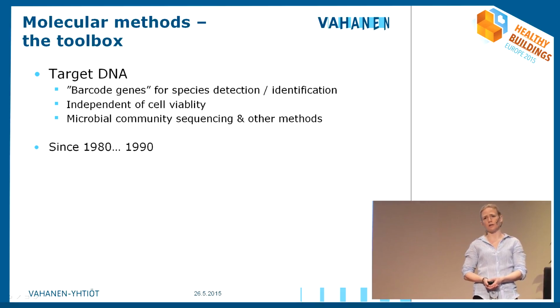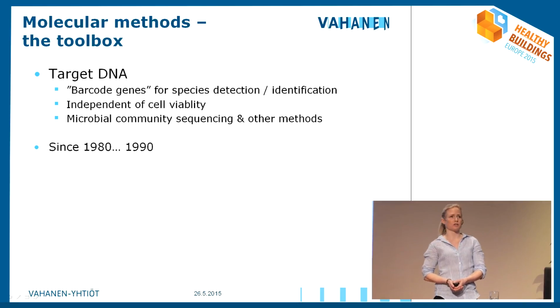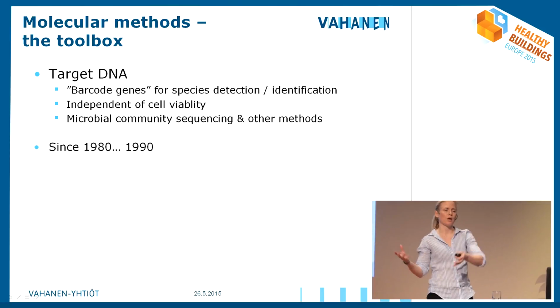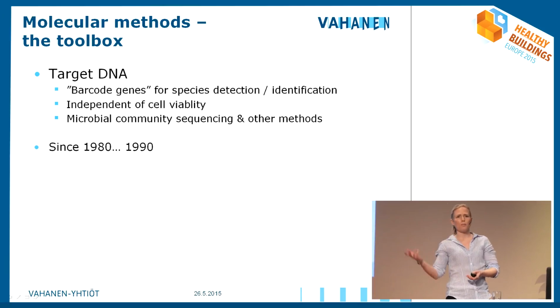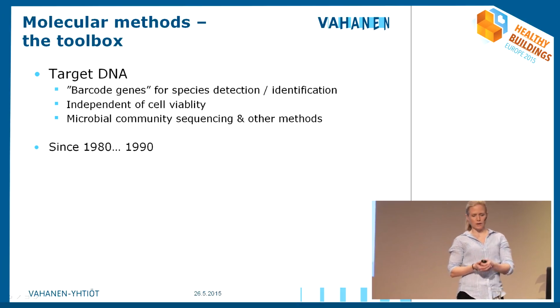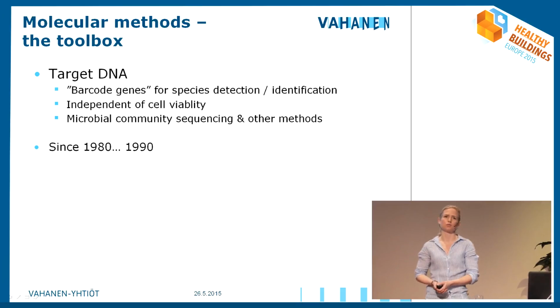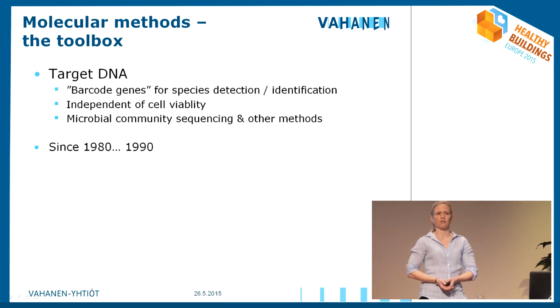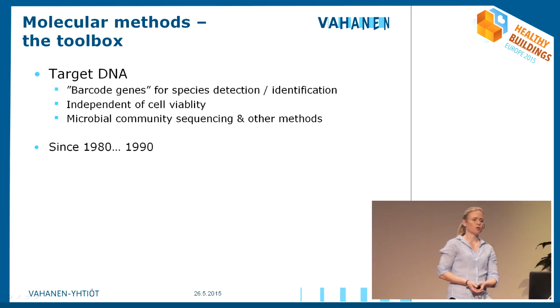A lot of academia concentrates nowadays on so-called microbial community sequencing. That means that we extract the whole DNA of, for example, a dust sample or air filtrate sample, and then we screen all microbes in the sample by reading their DNA barcode. There are also other methods that can be used, but this whole community sequencing is a very, very big thing today.